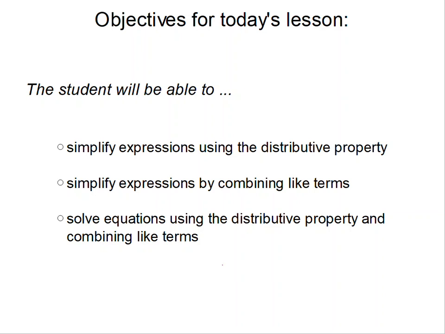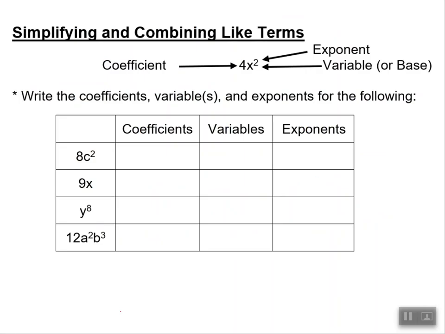In this second tutorial, we will simplify expressions by combining like terms. So here we are looking at simplifying and combining like terms. Here is a term. There are three specific parts to our term. There is a coefficient, that's the number that's being multiplied to our term, and then there's a variable part. The variable part has two parts.